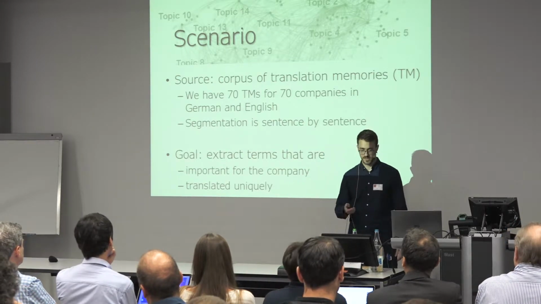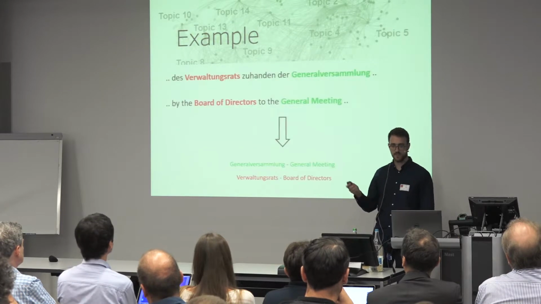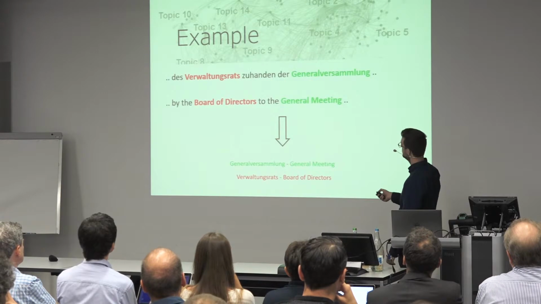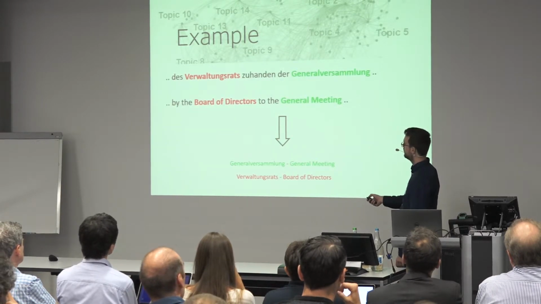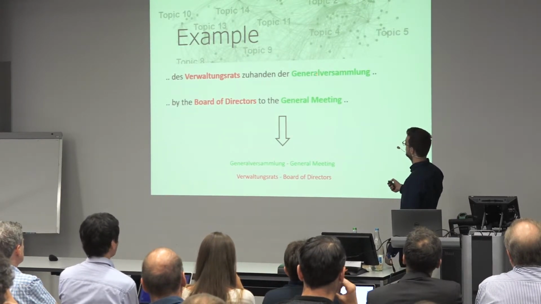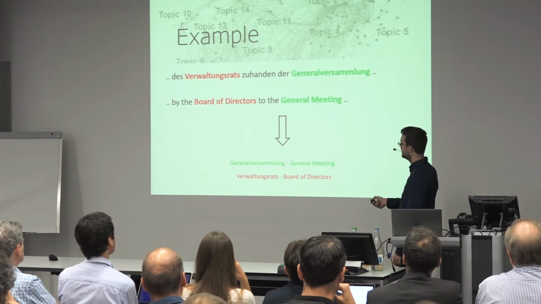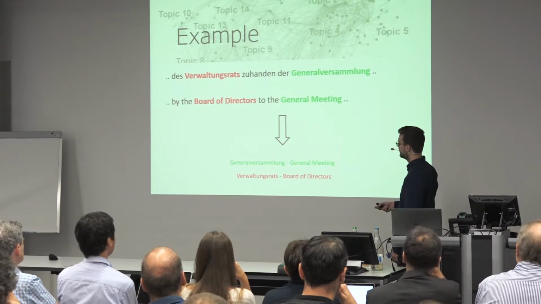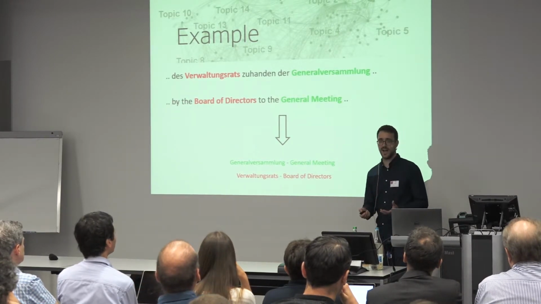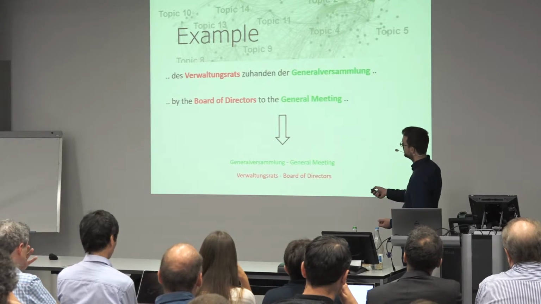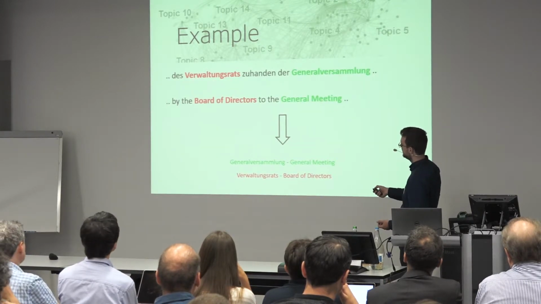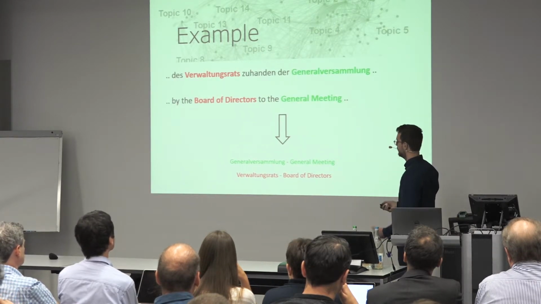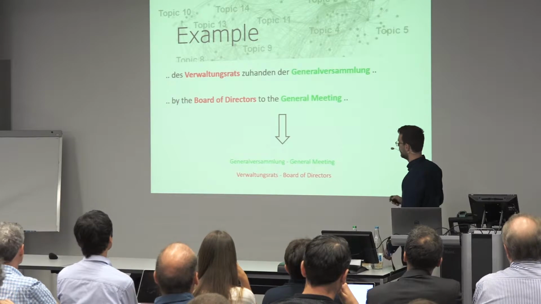get a mess. So one example, just to further clarify, we have these sentences, one in German, one in English. The German one is das Verwaltungsrat zu Handeln der Generalversammlung, and the English one is by the board of directors to the general meeting. So what we want to have out of these sentences is to match these 2 terms, that this is the translation of this one, and that these 2 terms mean the same in the 2 languages. So this is the goal.